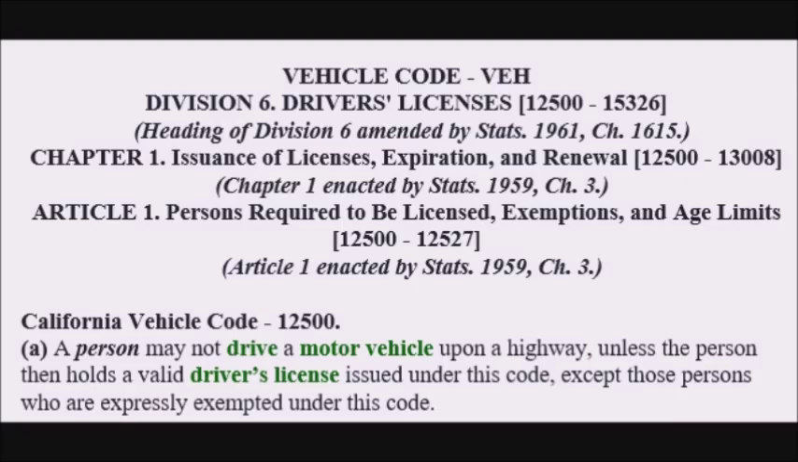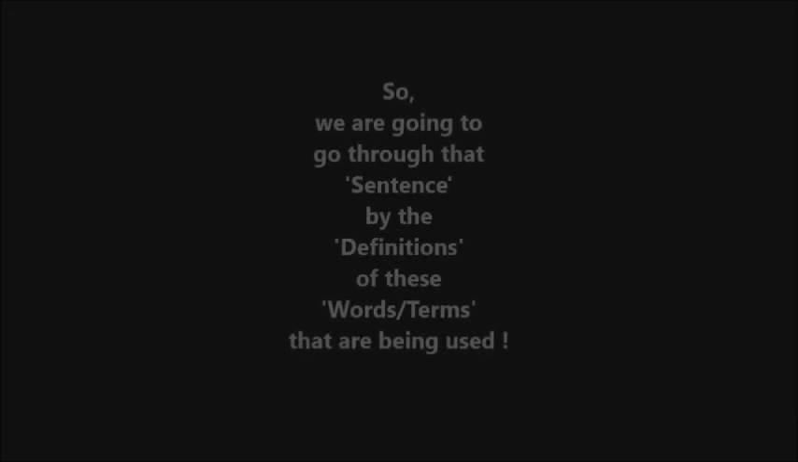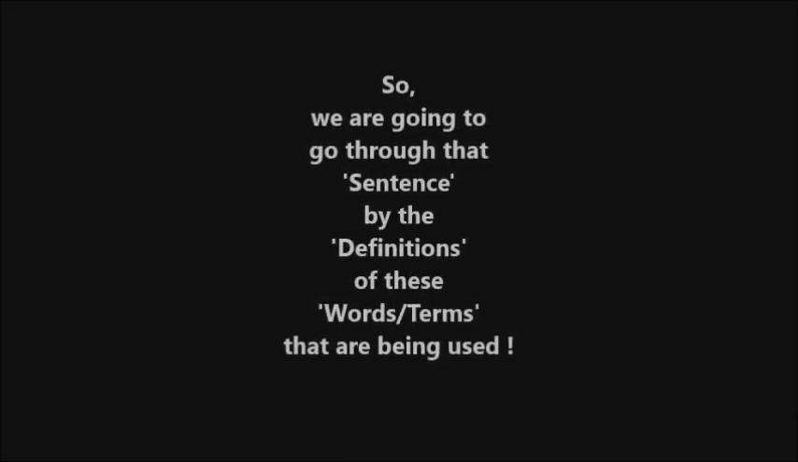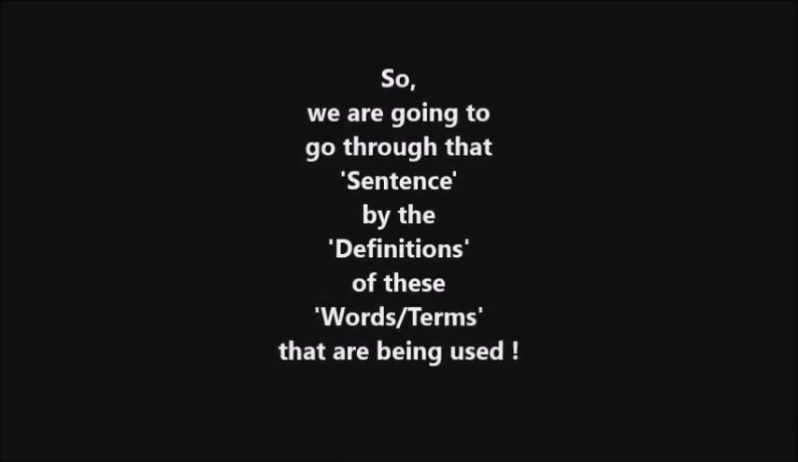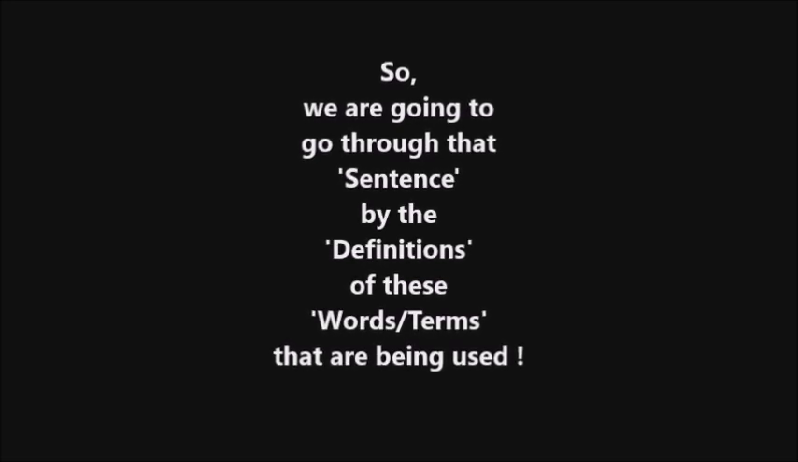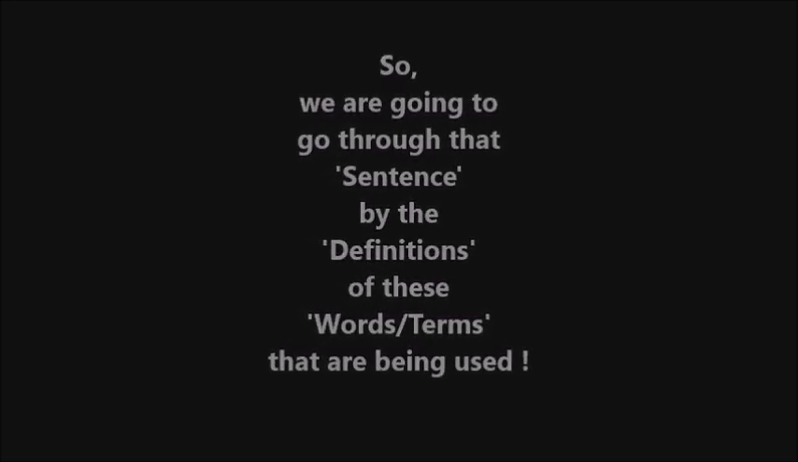A person may not drive a motor vehicle upon a highway unless the person then holds a valid driver's license issued under this code, except those persons who are expressly exempted under this code. So, we are going to go through that sentence by the definitions of these words/terms that are being used.